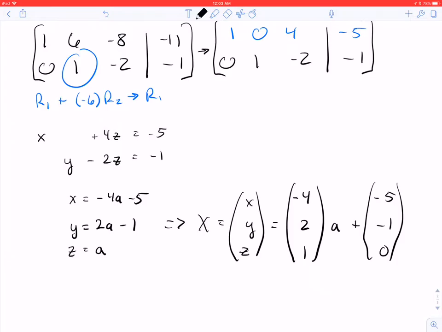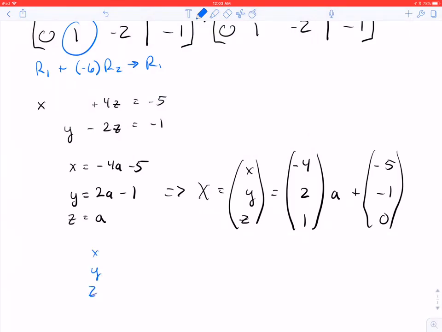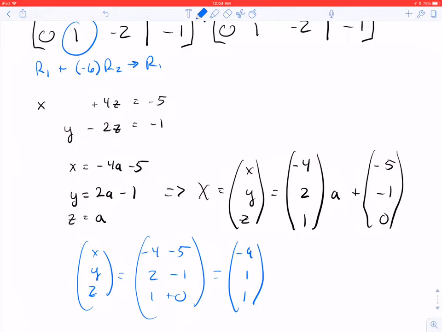So now, again, z being 1, we're going to let z be 1 because we said z is our free variable, so z can be anything. So if we let it be 1, then what we'll get for x, y, z is negative 4 minus 5, 2 minus 1, and 1 plus 0, which is negative 9, 1, and 1. So if x is negative 9, y is 1, and z is 1, then it should work in the system.